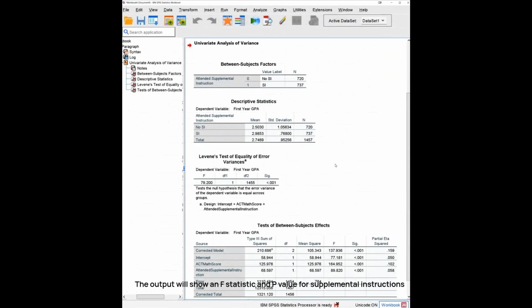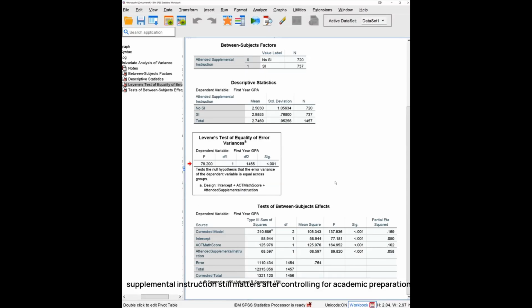The output will show an F-statistic and p-value for supplemental instruction's effect, adjusted for ACT math score, ultimately suggesting whether supplemental instruction still matters after controlling for academic preparation. The results are powerful. ACT math score is a strong predictor of GPA, no surprise there. But even after adjusting for ACT, SI attendance still makes a statistically significant and substantial difference.